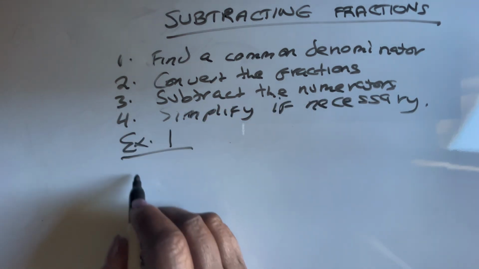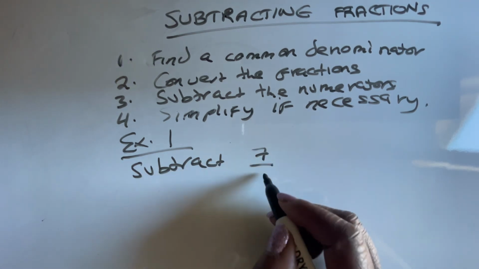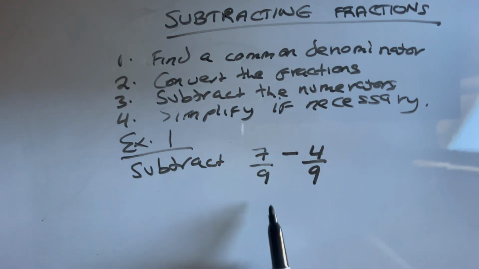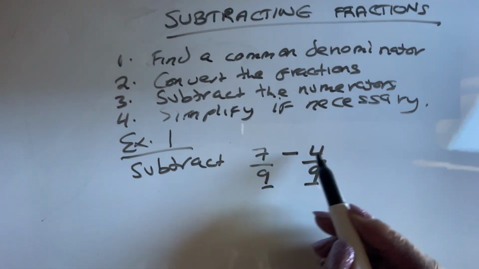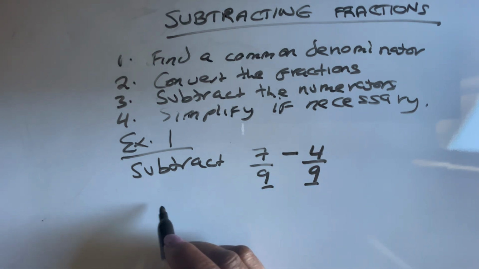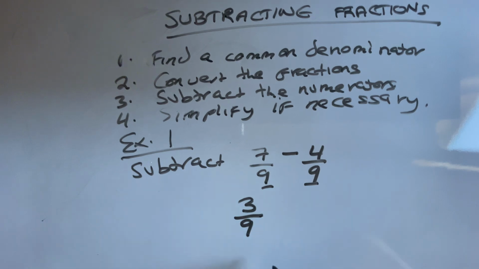Example 1, subtract 7/9 minus 4/9. As you can see here, the denominators are the same. The denominators are both 9. So we can directly subtract the numerators. 7 and 4 are the numerators. So we are going to go ahead and subtract the numerators. 7 minus 4 is equal to 3 over 9. The resulting fraction will be 3/9 once we subtract the numerators.